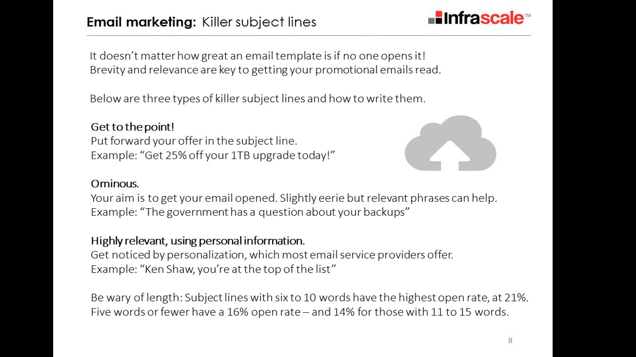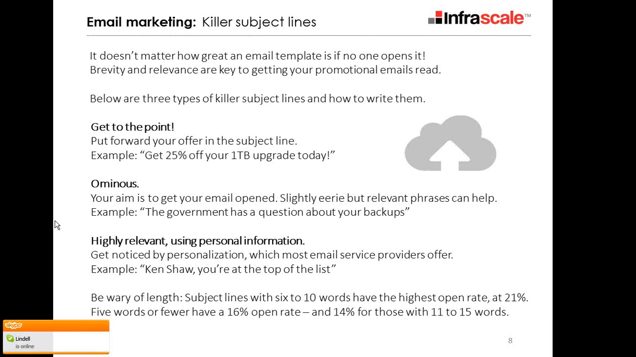The next example is to be ominous. Again, your goal here is to simply get your email opened, so use this with caution. Be careful with this one. However, slightly eerie but relevant phrases do help. An example here is, the government has a question about your backups. Again, simply use this one with caution. Maybe go back to that user testing and send it to 5 to 10 people that you trust and ask them for their feedback before you send that out.